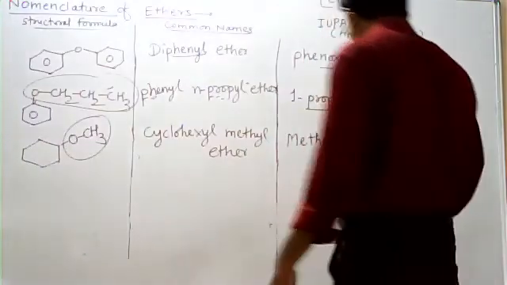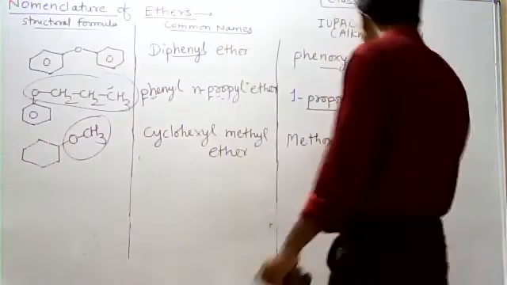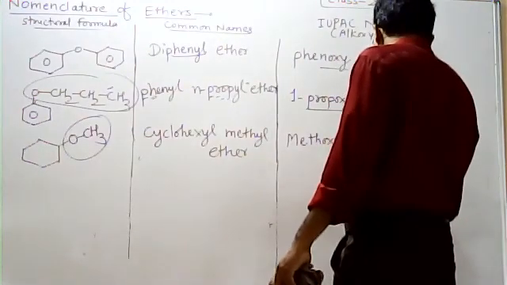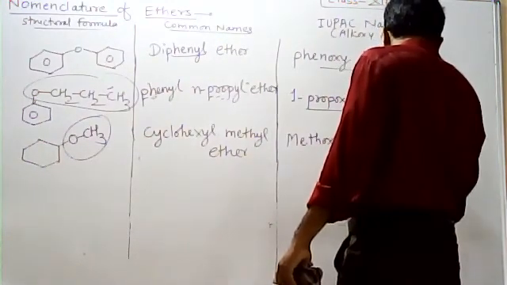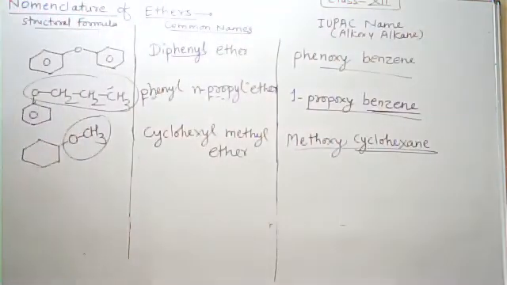Then this one is cyclohexyl group. What is its parent alkane? Cyclohexyl, when we add one hydrogen atom, becomes cyclohexane. So its name is methoxycyclohexane. Methoxycyclohexane. Okay.